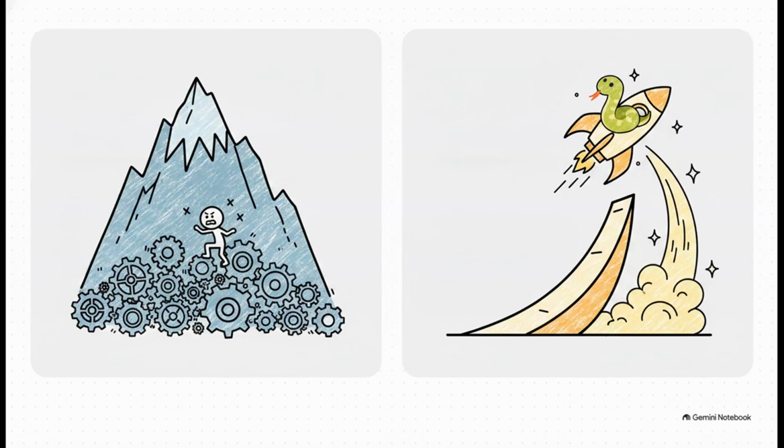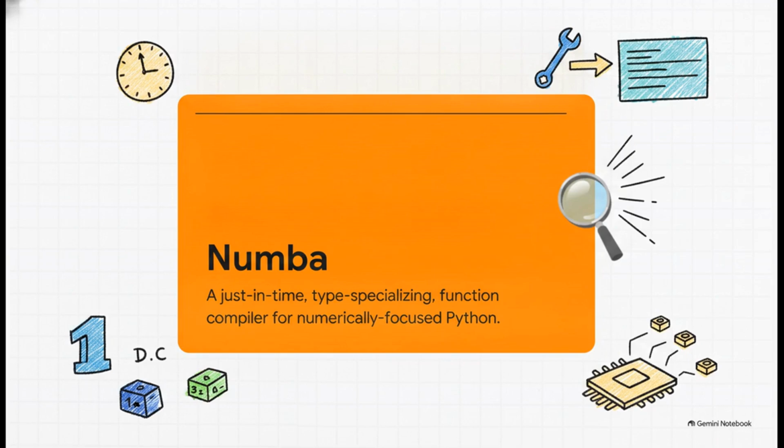Well, enter Numba. Instead of forcing you up that grueling C++ mountain, Numba basically just straps a rocket directly to your Python code. It takes a Python-first approach, giving you massive acceleration while letting you write code directly in Python, usually with barely any modifications at all. So what actually is Numba?